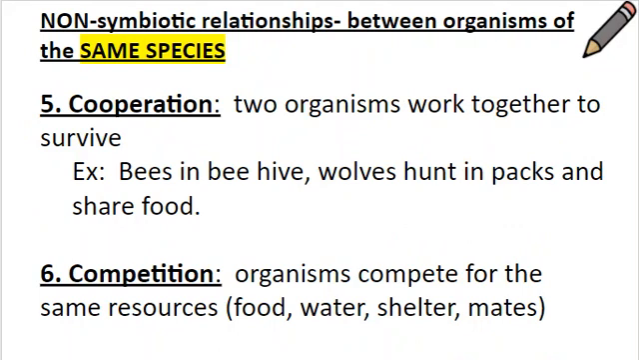Here are some non-symbiotic relationships. So these relationships are between organisms of the same species. Cooperation is where two or more organisms of the same species work together to survive. For example, think about all the bees working together in the beehive, or the wolves hunting together in packs.